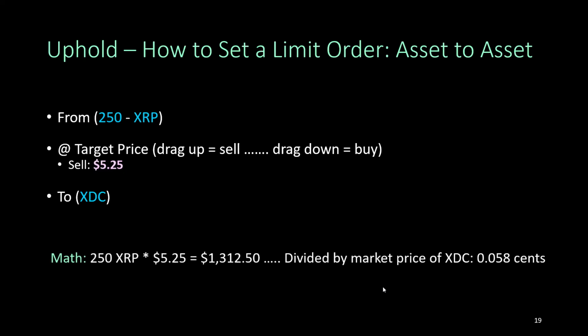250 XRP times $5.25 will get you $1,312.50. And then it divides that by the market price of XDC, whatever it is at the time. By the time I was doing this video, it was 0.058 cents. Could be higher, could be lower by the time the XRP price does hit.